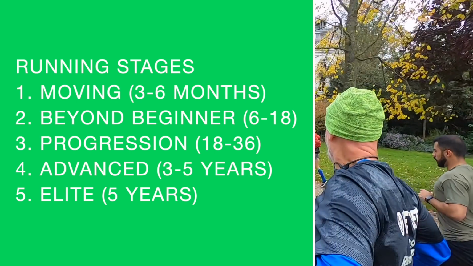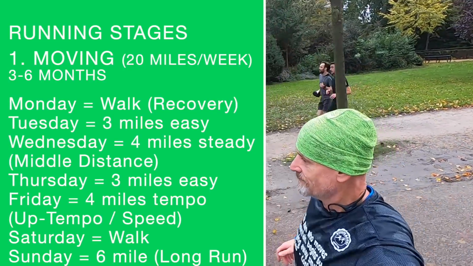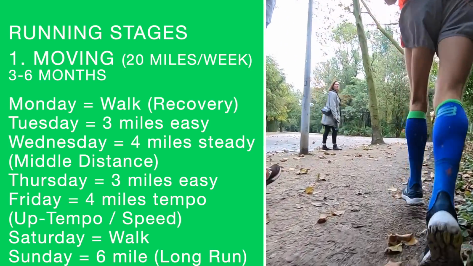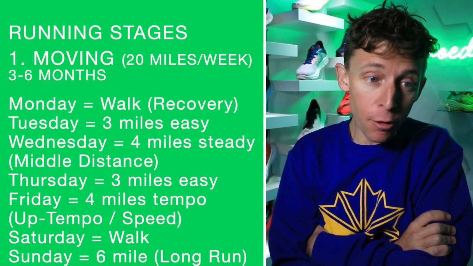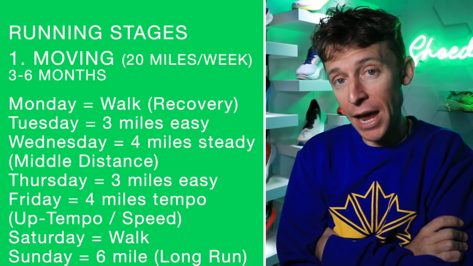Okay, breaking down the moving stage, 20 miles a week. Monday, we've got a walk. Tuesday, 3 miles easy. Wednesdays will always be a middle distance day. Thursday, 3 miles easy. Friday, 4 miles tempo. Saturday, walk. Sunday, 6 mile long run.